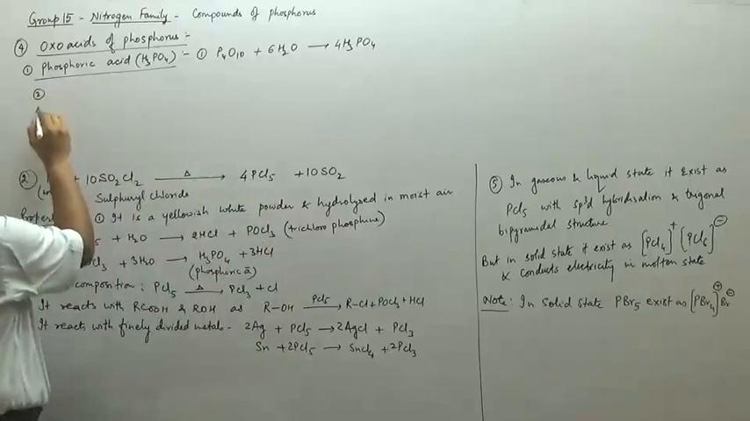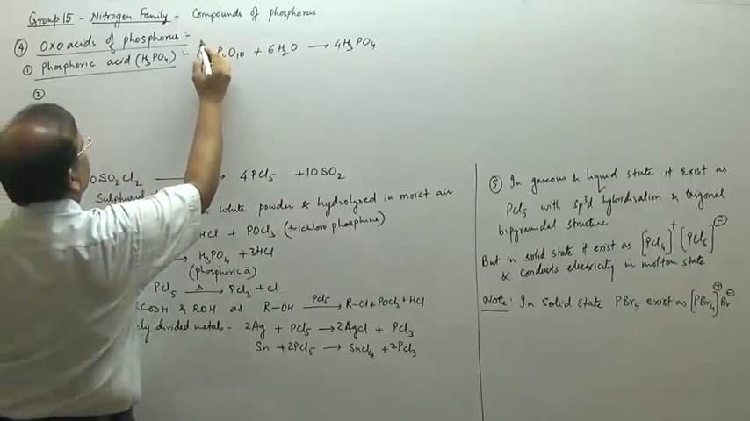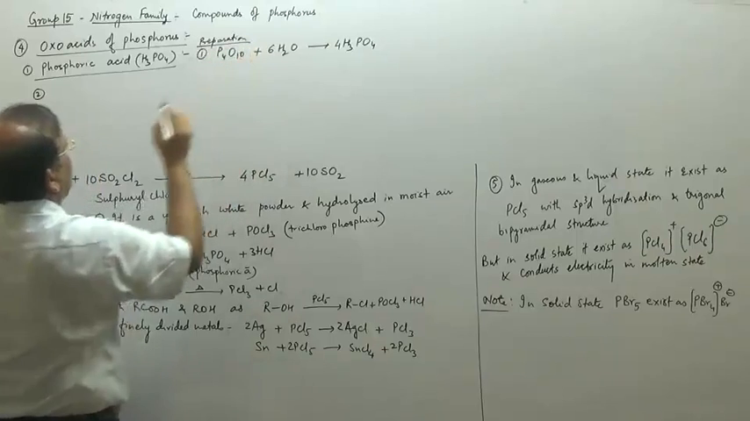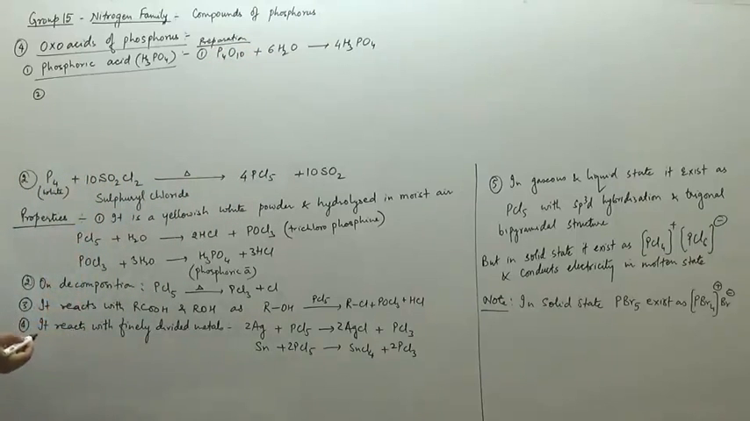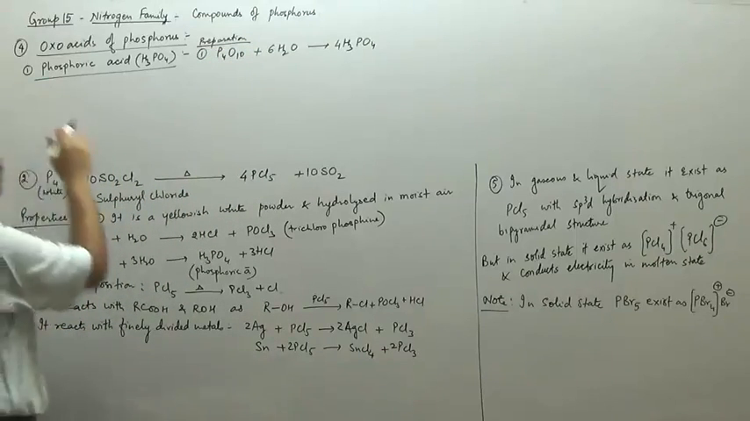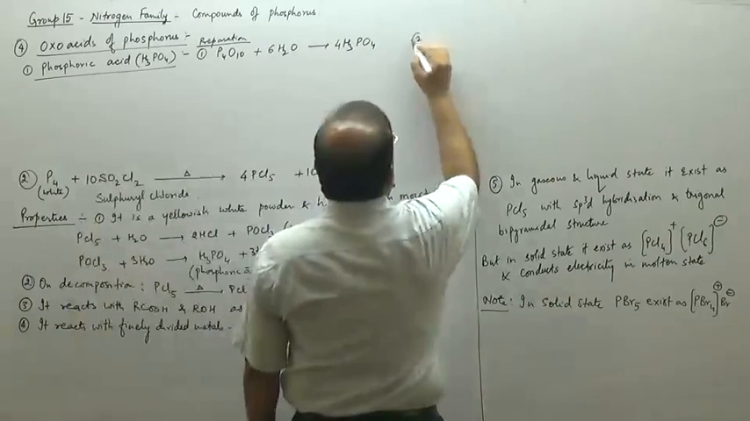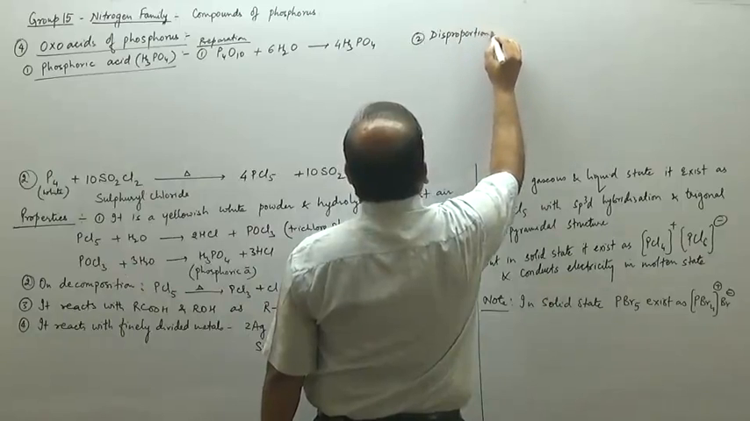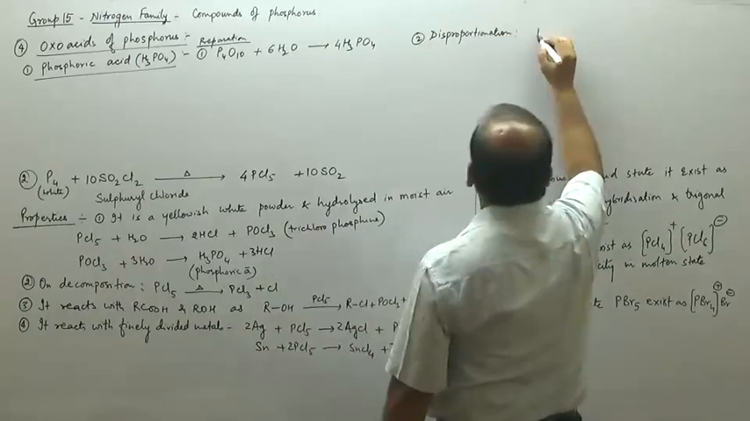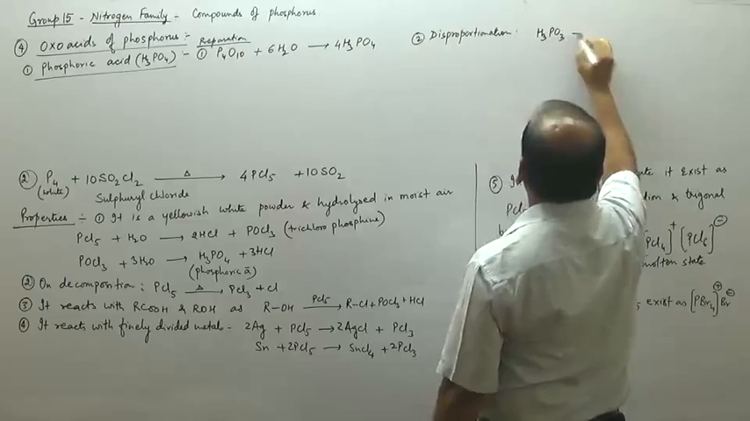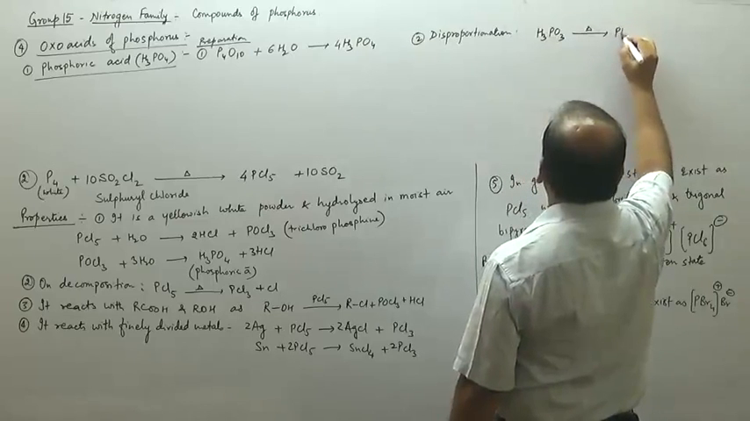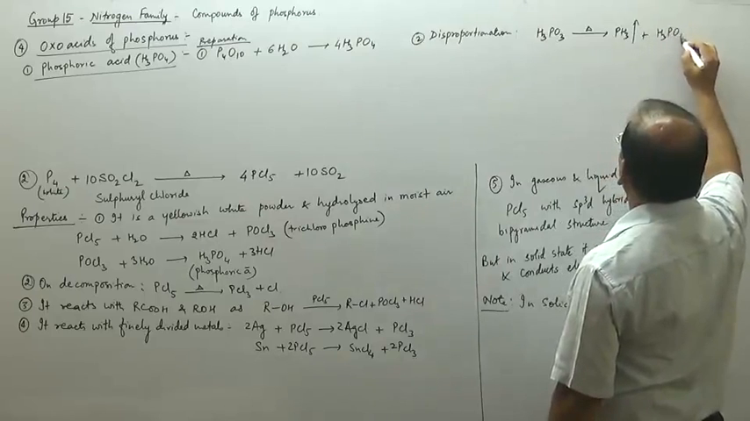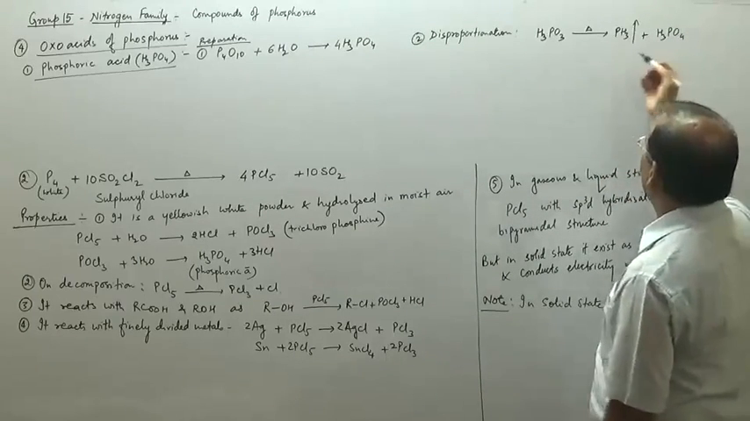Next, these are preparation methods I'm writing. The next method of preparation is by disproportionation. If I have H3PO3, then it gets disproportionated on heating and is converted into PH3, that is phosphine, and H3PO4. So it can be converted like this.